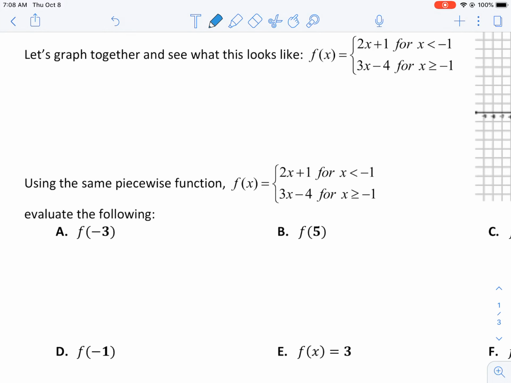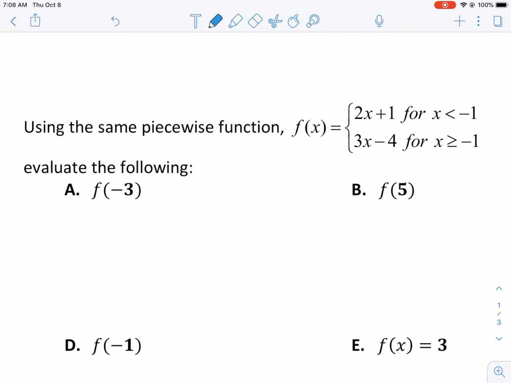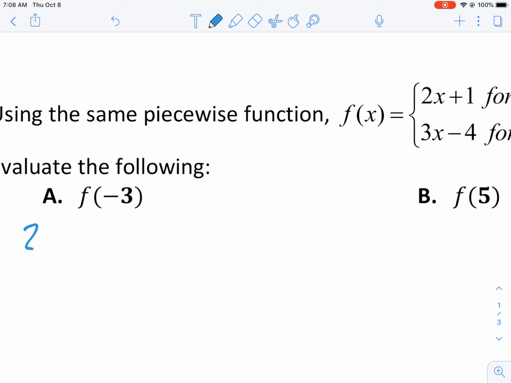So what we're mostly going to be doing with piecewise functions is evaluating them, which is like doing function notation, okay? So we want to use the same piecewise function to evaluate. So they're going to give us a function notation problem, right? F of -3. It's going to be important for you to figure out which of the two equations does -3 go into. And in order to figure that out, you're going to have to look at those domain restrictions, all right? So -3, is that less than -1 or greater than -1? Well, it's less than -1, right? So -3 is going to go into the top equation.